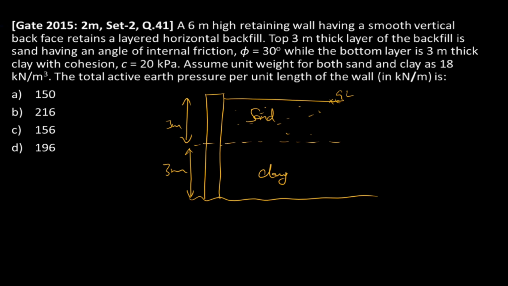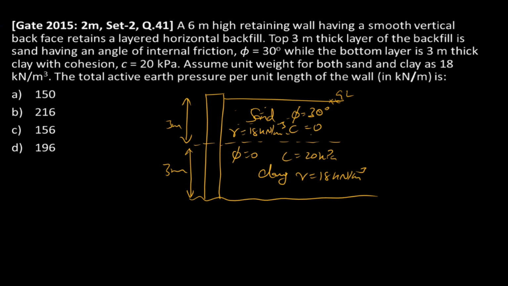So the sand layer is having an angle of internal friction phi equal to 30 degrees. The cohesion of sand will be 0 and the unit weight will be 18 kilonewton per meter cube. The angle of internal friction for the clay is 0. Cohesion is given as 20 kilopascal and unit weight is 18 kilonewton per meter cube.